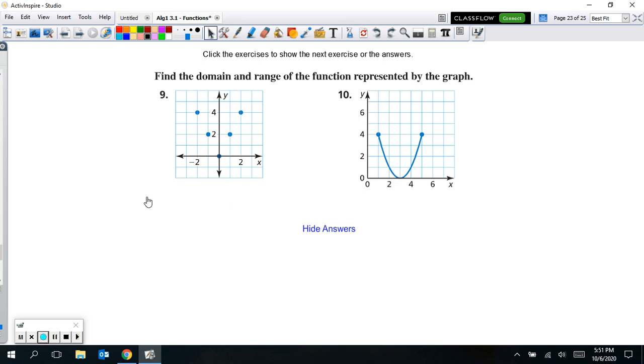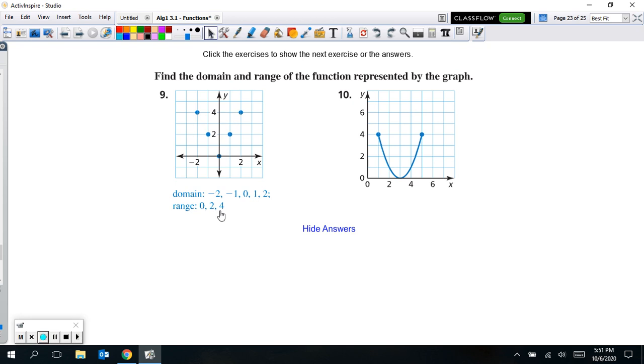Alright, so you're going to check your answer for number 9 first. You just should have had all the x coordinates there. So the domain was just 5 numbers: -2, -1, 0, 1, and 2. The range is only 3 numbers there because these two have the same y coordinate.